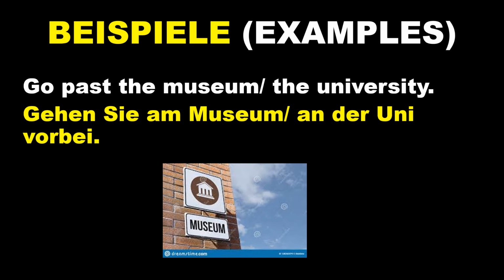Museum is Neutrum, or neuter gender, das Museum. And with the an preposition, it has become dative: Gehen Sie an dem Museum vorbei. And in the second one, Uni is die Uni, so it has converted to der in dative. So that is how we have to use this in a sentence. Gehen Sie am Museum vorbei, oder Gehen Sie an der Uni vorbei. That means go past the museum or go past the university. Go ahead.